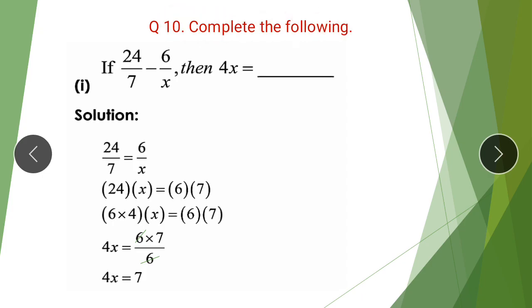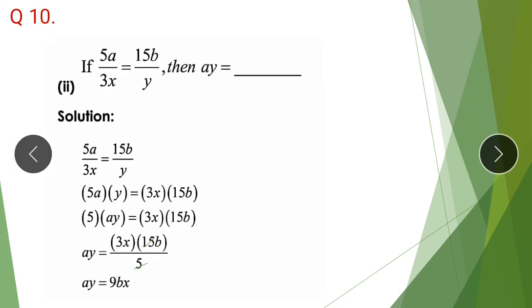Here you have 24 divided by 7 equals 6 upon x. You are going to find the value of 4x. Here you can see that x is being multiplied, so it will get divided, and 7 is being divided, so it will get multiplied with 6. Now you have to factorize 24 because you need 4 here. So 6 fours are 24, so you will get 4 here. And 6 is being multiplied, so this side it will get divided, so you will have the value of 4x as equal to 7.